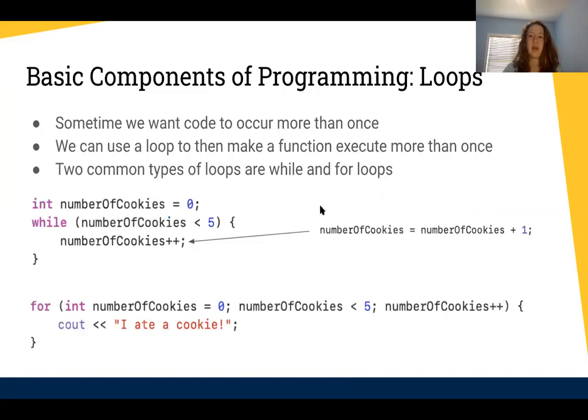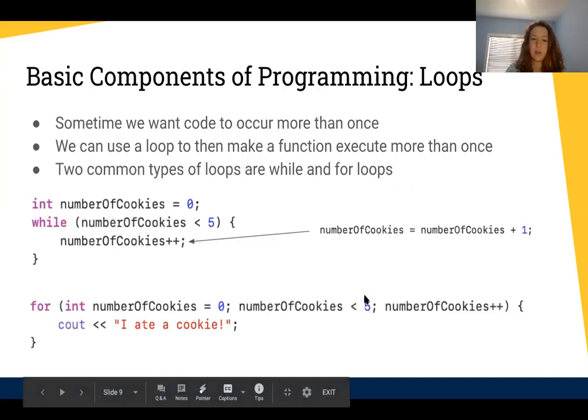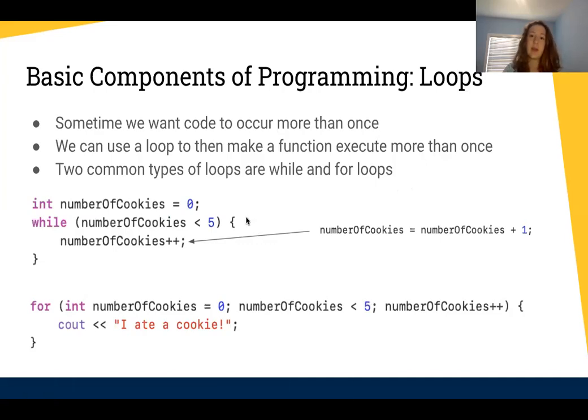Another component we have are loops. So say we want something to occur more than once. We would use a loop in order to do that. And in C++ and many languages, 2 common types of loops are while loops and for loops. And so a while loop will be formatted in this way, while a for loop will be formatted in this way. Now, each loop has very similar components, and so it's often just a preference which style you may use.